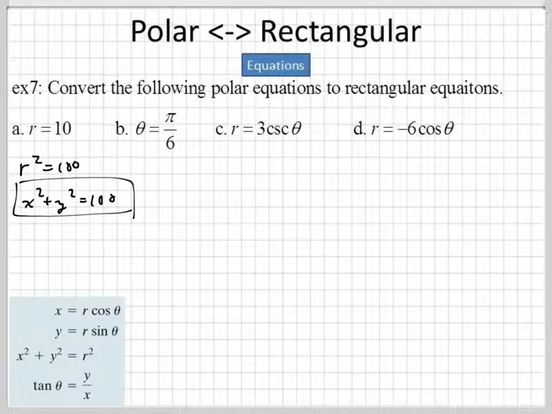It's in rectangular form. Do you guys know what that graph looks like? That's a circle with a radius of 10. Now that's our goal too. It's not just to get rid of the r and the theta. We also want it in a form that we recognize. We recognize that form. That's a circle.